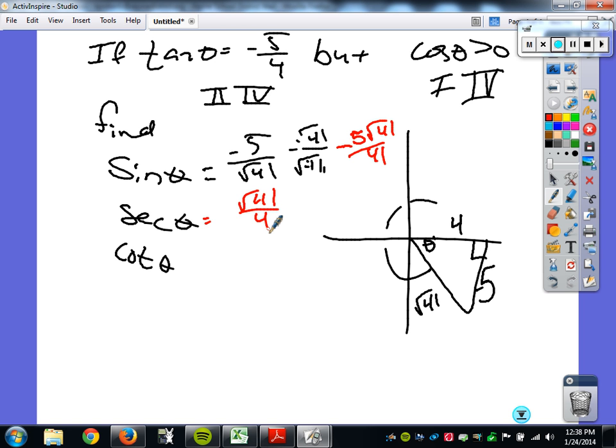Did I even need the triangle to find my cotangent? Why? Because I already know what tangent is, right? So therefore cotangent is its reciprocal, so therefore what would that be? Negative 4. You guys do that, you think? Not too bad, was it? Okay, that's a lot of what we're doing today, by the way.